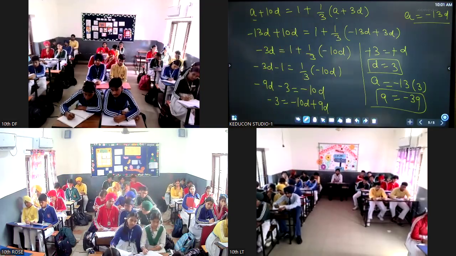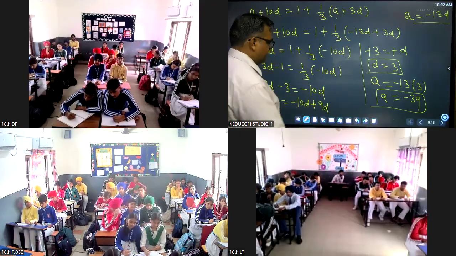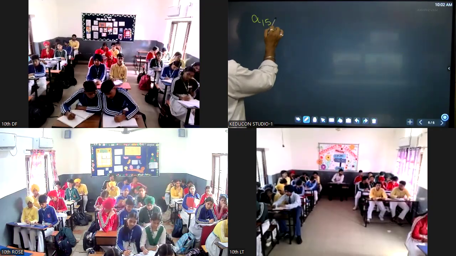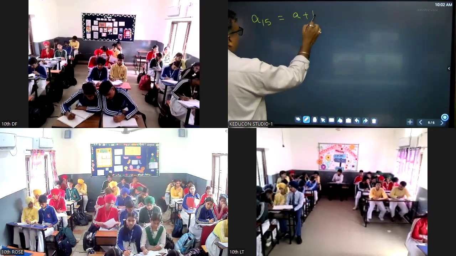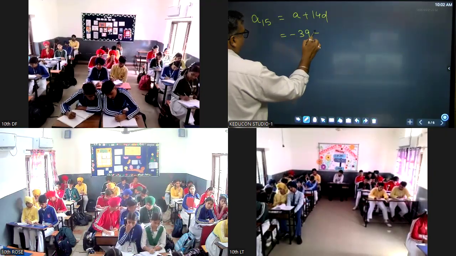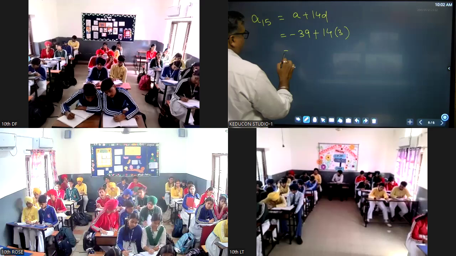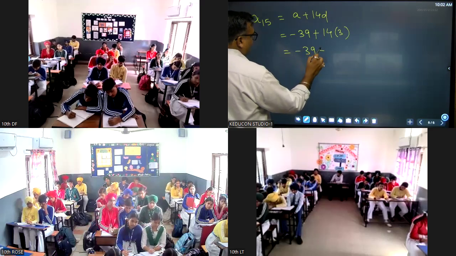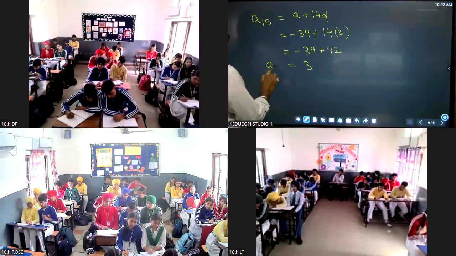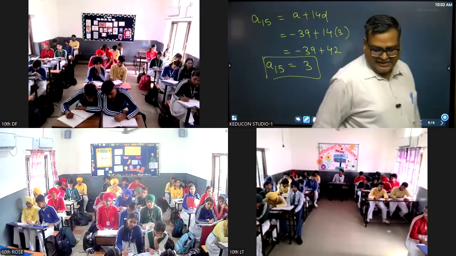So now we have to find the 15th term. What will be the 15th term? A plus 14D. What is A? Minus 39. What is D? 3. So A15 comes out to be... Any doubt, children?